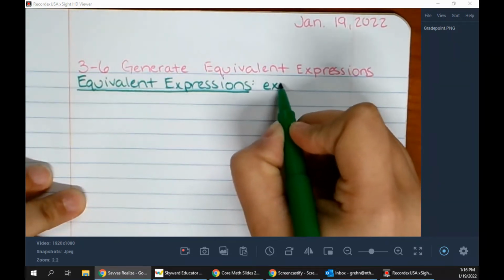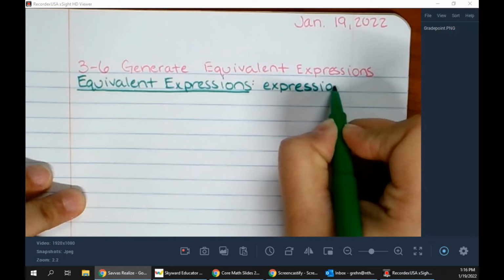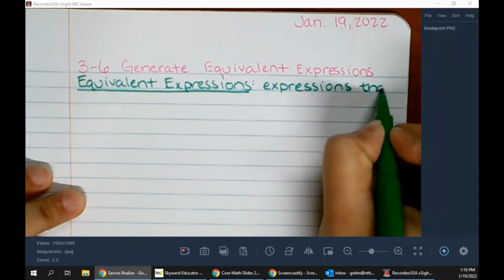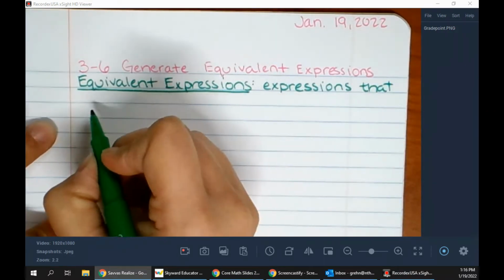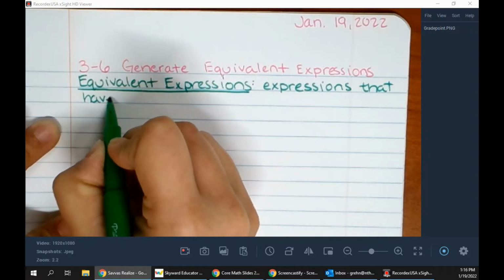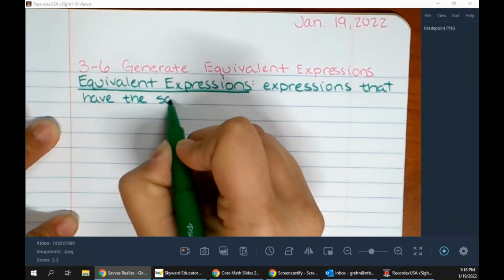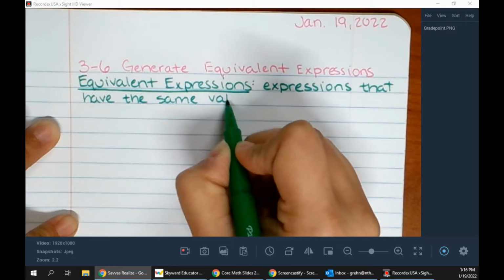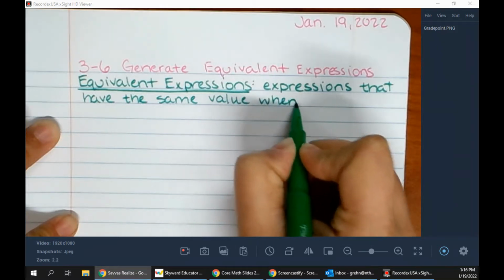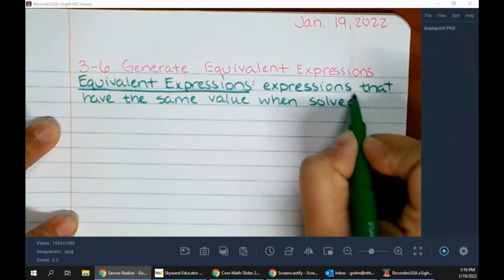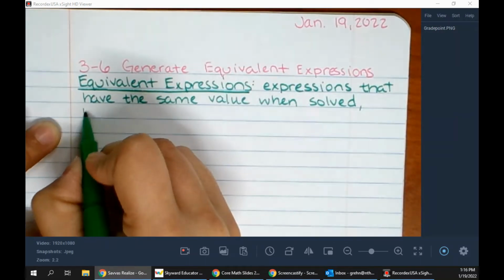So you can write down: expressions that have the same value when solved, but look different.